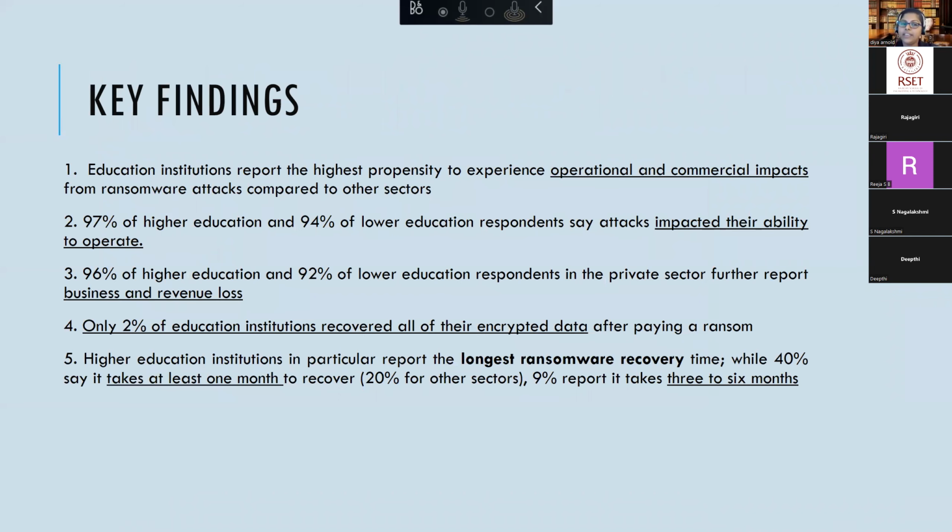The key findings from that report are that 97% of higher education and 94% of lower education responded that those attacks have impacted their ability to operate properly. Not only that, they have suffered very high business and revenue loss. As I said earlier, only 2% of education institutions were able to completely recover their encrypted data. And the recovery time is around 1 month to 3 months to recover the system completely.